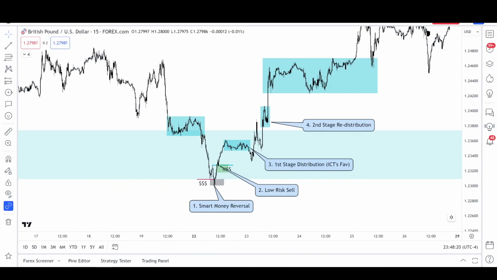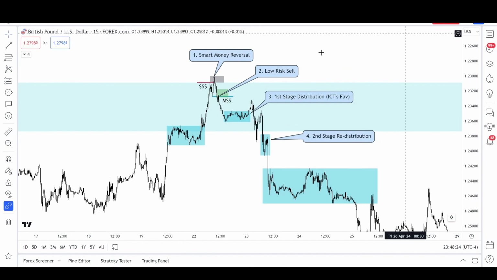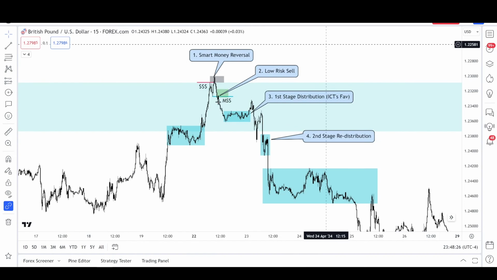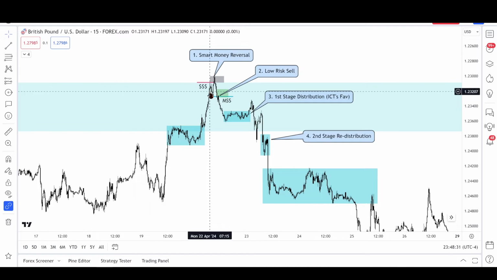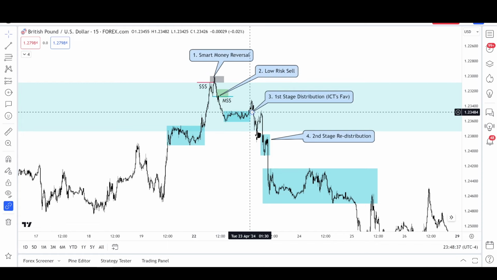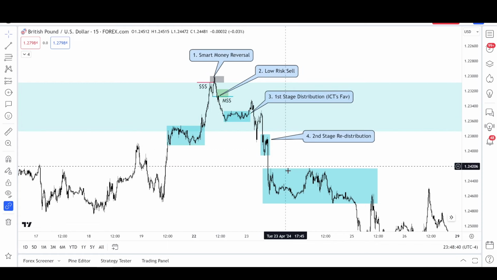If I flip the chart around, this would be a sell model. So price consolidating, coming to a higher time frame PD array, smart money reversal, low risk sell, first stage redistribution, second stage redistribution, and just more distribution and accumulation. So these are all happening on, like I said, multiple time frames.